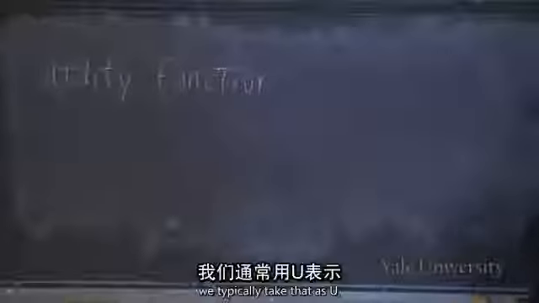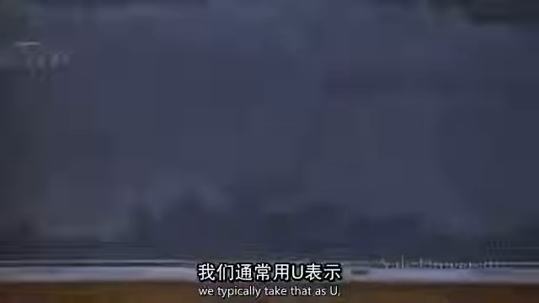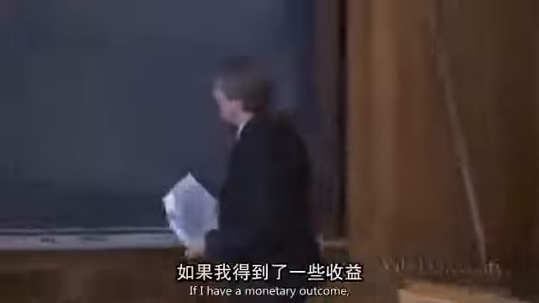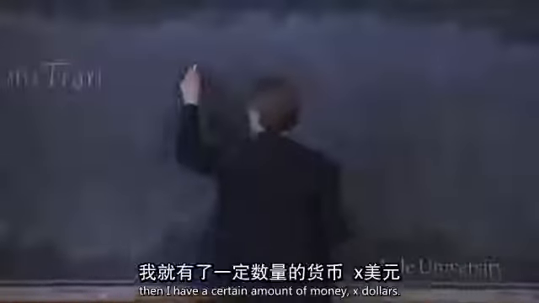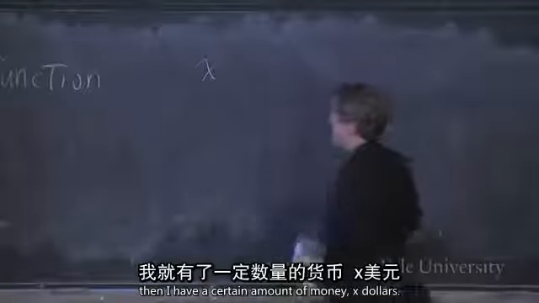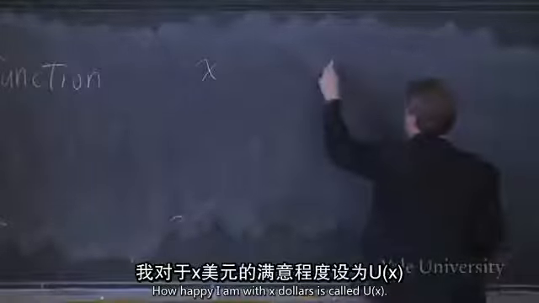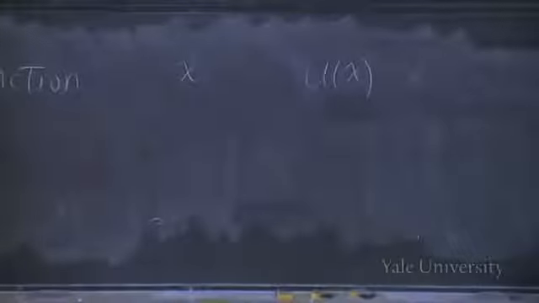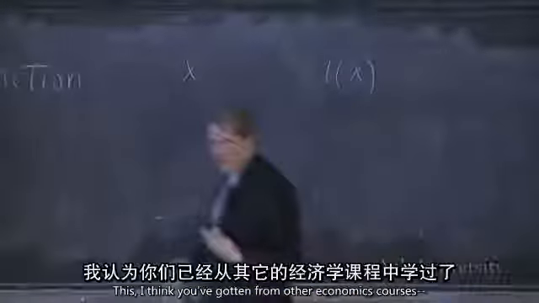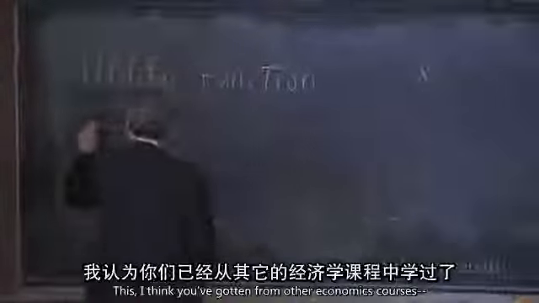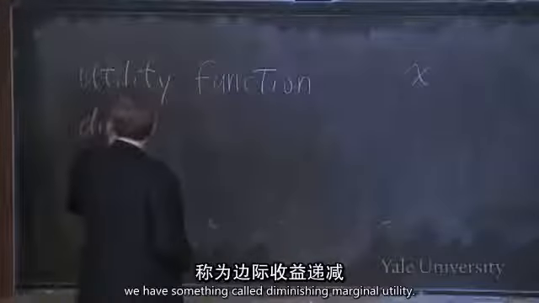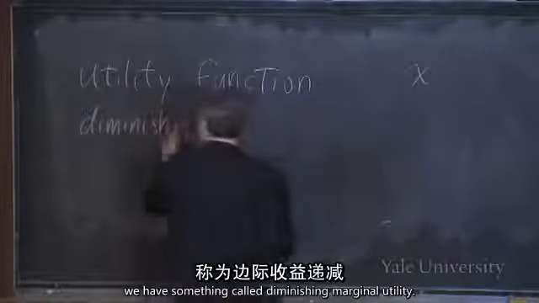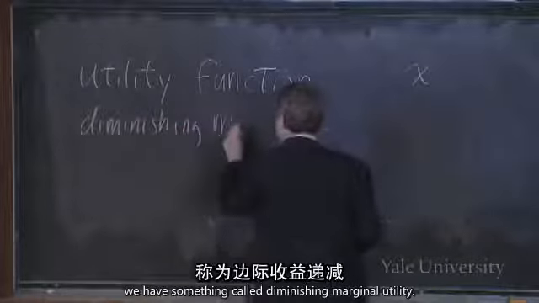Okay? And so we typically take that as U. So if I have a monetary outcome, a certain amount of money, X dollars, how happy I am with X dollars is called U of X. Okay? And I think you've gotten this from other economics courses. We have something called diminishing marginal utility.